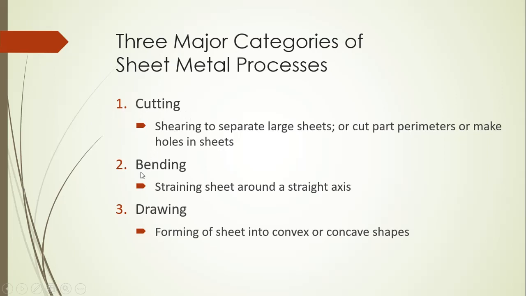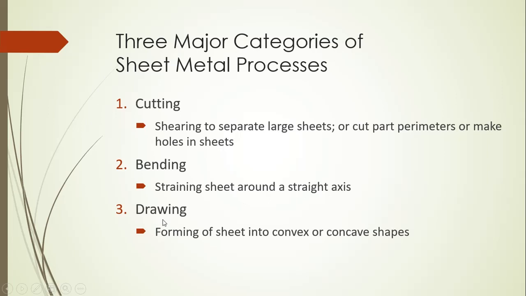Then next one is bending, that is straining of sheet metal around its axis. Whenever you bend any component, suppose you are bending a rod, the outer portion of the rod will come under tension, and the internal portion of the rod where we bend will come under compression. Okay, that happens around the straight axis.